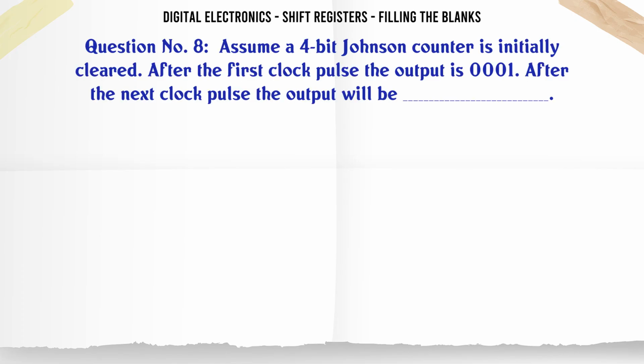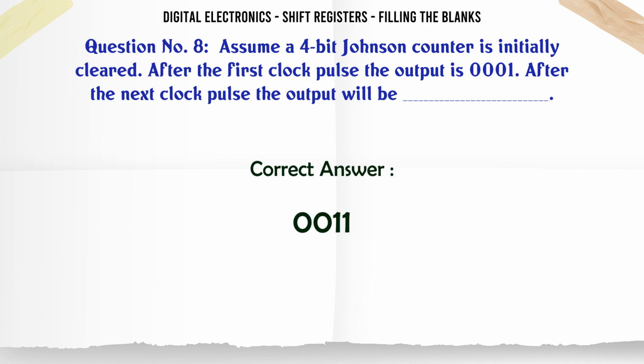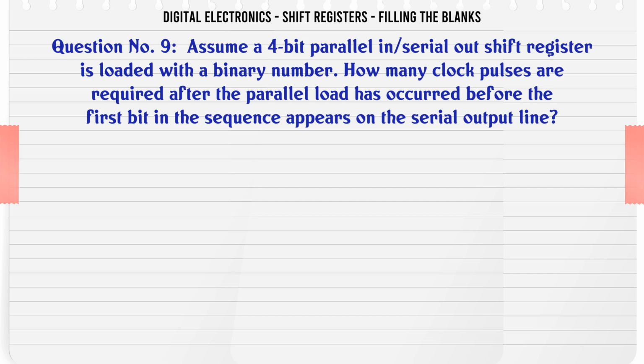Assume a 4-bit Johnson counter is initially cleared. After the first clock pulse the output is 0001. After the next clock pulse the output will be: A. 0011. B. 0010. C. 1000. D. 0110. The correct answer is 0011.